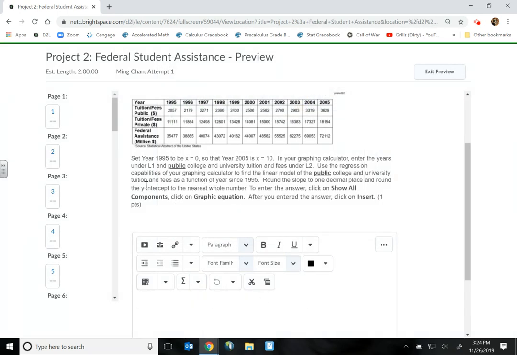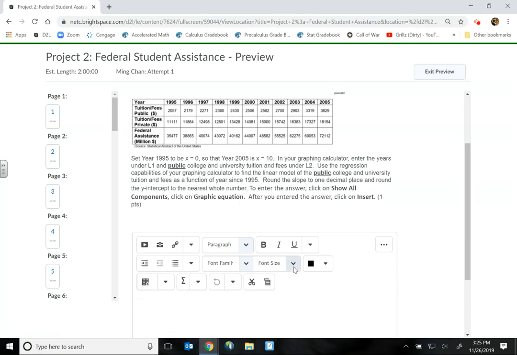So to find the linear model, okay, for the public colleges and universities, the L1 is already 0, 1, 2, 3, representing the years. So your L2 will be the tuition and fees, okay? So you will key in these numbers under L2. So once you key in your L1 and your L2, then you can use the regression capability to find the linear model. So once you find the linear model, okay, round the slope to 1 decimal place and round the y-intercept to the nearest whole number.